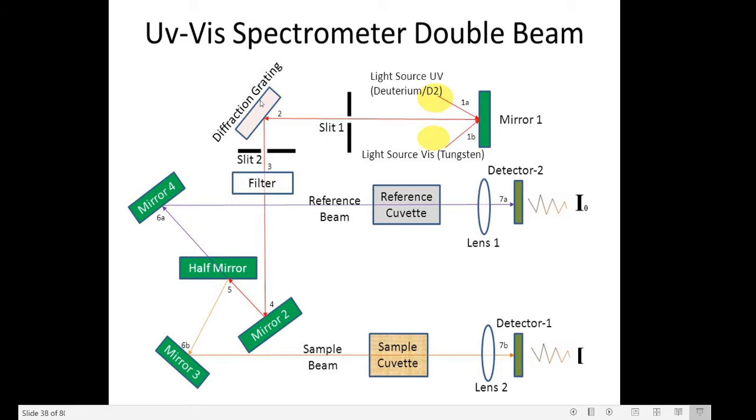After that, the light passes through the filter to mirror 2. This mirror 2 reflects the image to mirror 4. This mirror 4 transfers the light to the detector.